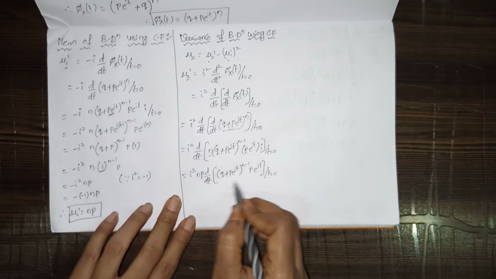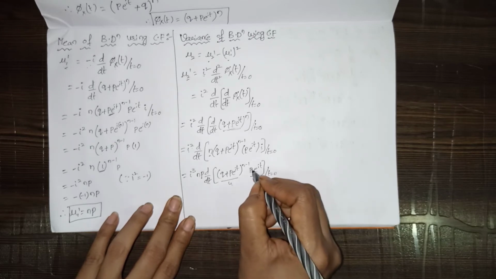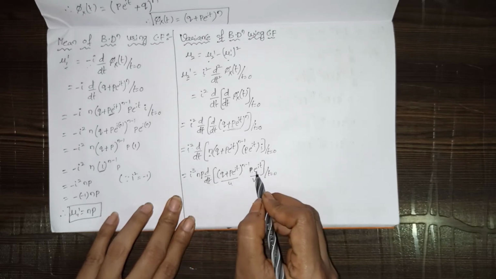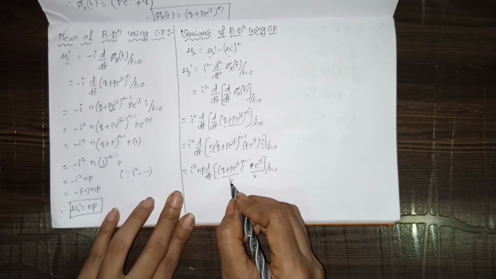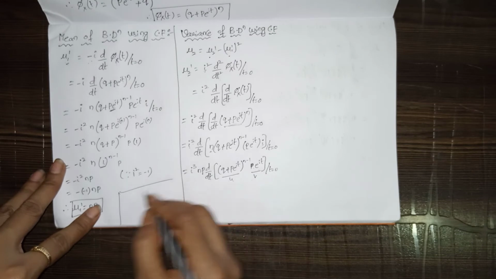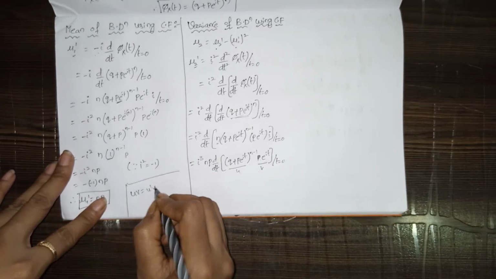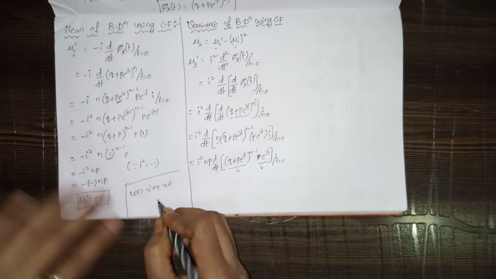Now we have to differentiate this term. So this is u and this is v. We already took p outside, so only e power it is left. So this is u, this is v, and the differentiation of uv is u dash v plus u v dash.